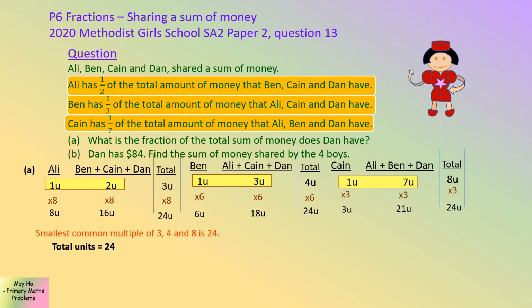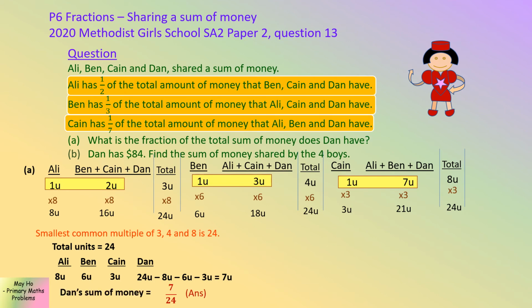As we know that the total units is 24, now we'll work out the individual child. So Ali, Ben, Ken, and Dan. Ali now will be 8 units, Ben 6 units, Ken is 3 units. As for Dan, we need to take the total, subtract the other 3 boys. So that will be 24 units, subtract 8 units, subtract 6 units, subtract 3 units, equals to 7 units. So we have found the units that belong to Dan, and we know that the total units equals to 24. So we can answer part A now. Dan's sum of money will be 7 out of 24.